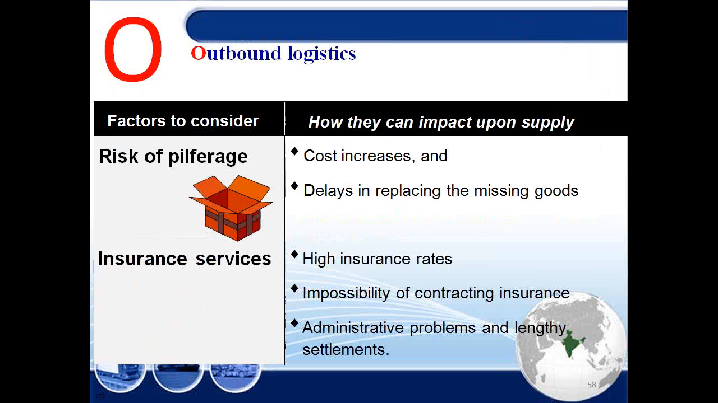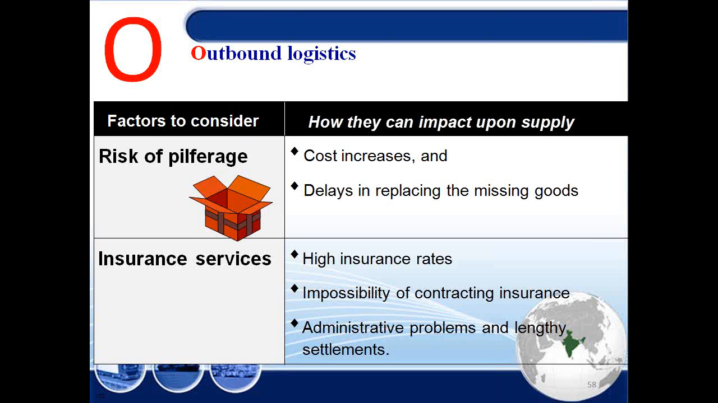Risk of pilferage. Suppose you're having production in a country, or you're buying the goods from a country, and then you find risk of pilferage is there. That means for an item to reach your place, somebody could steal on the way, or during customs clearance time, theft could happen. Those are the negative parts. So these could also have impact upon supply.